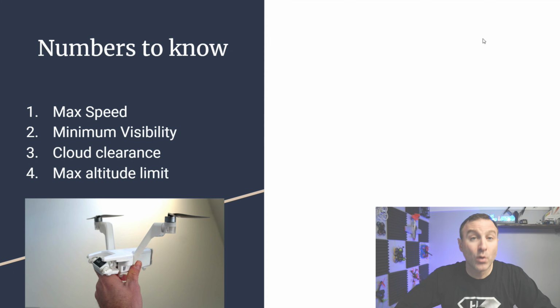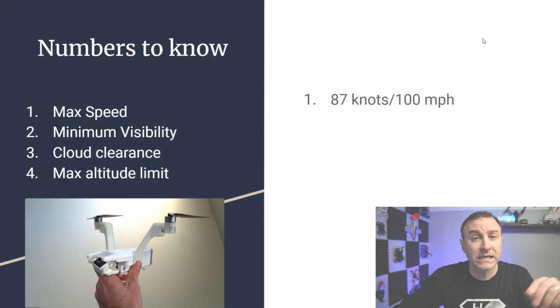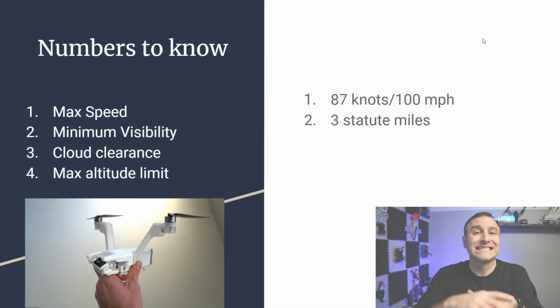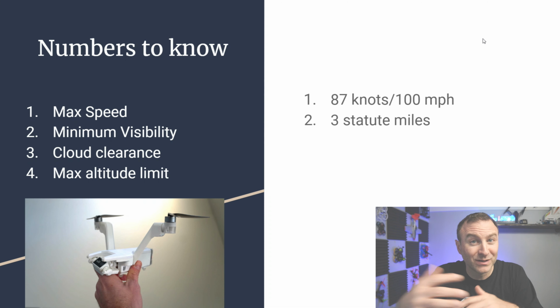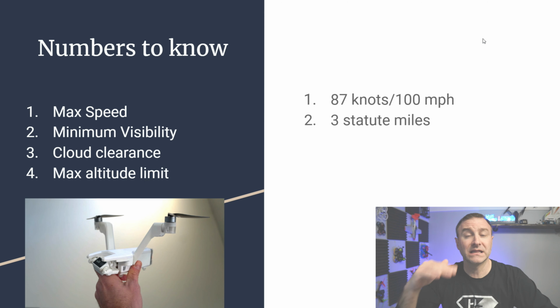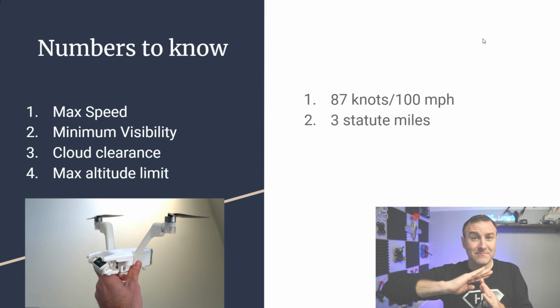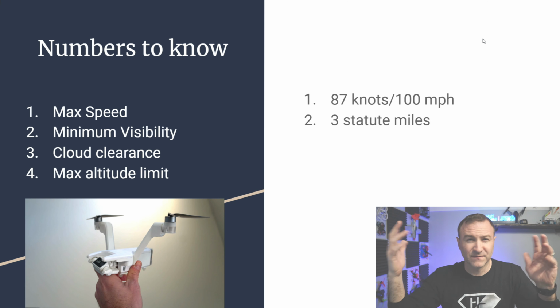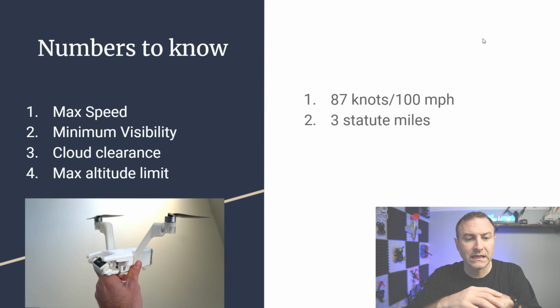Other things you need to know, important numbers. Maximum speed was the fastest you can fly a drone. Well, that's 100 miles an hour, also known as 87 knots. Minimum visibility. Oftentimes we talk about statute miles. You hear that term. That's just a regular mile as you and I probably perceive miles here in the United States. So 3 miles of minimum visibility. That means you have to be able to see from here to 3 miles away clearly without things in your path or clouds or fog or anything like that. That is the minimum visibility. We'll get into more of that later on.